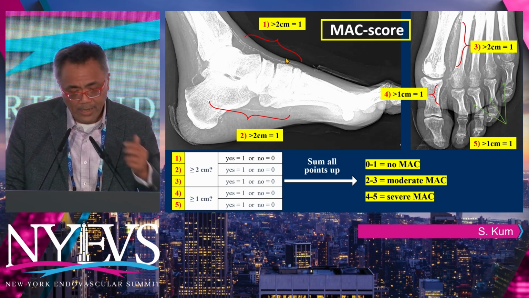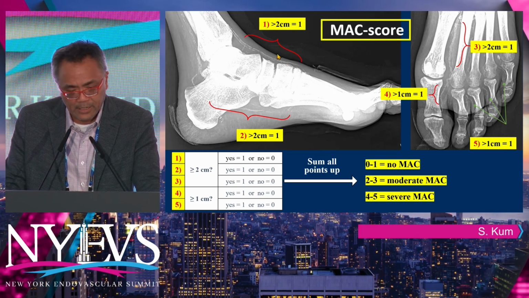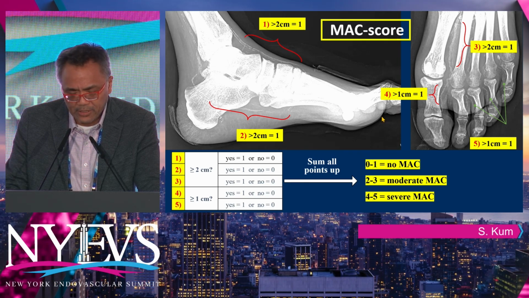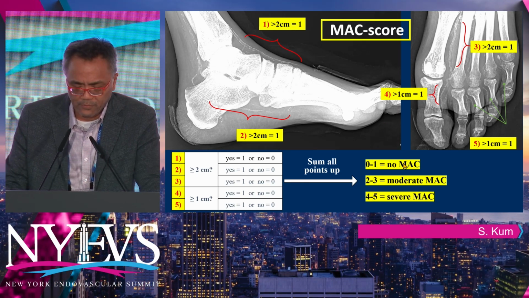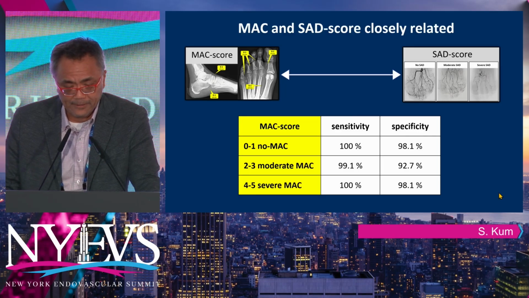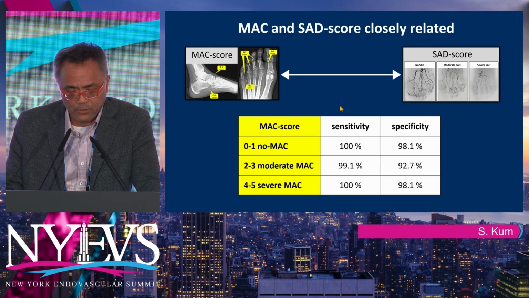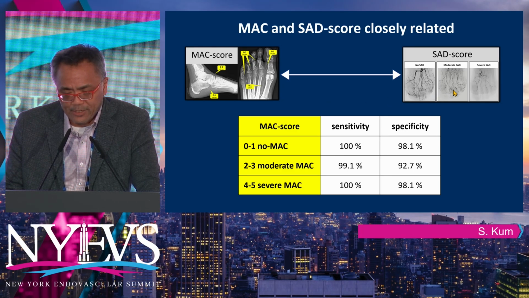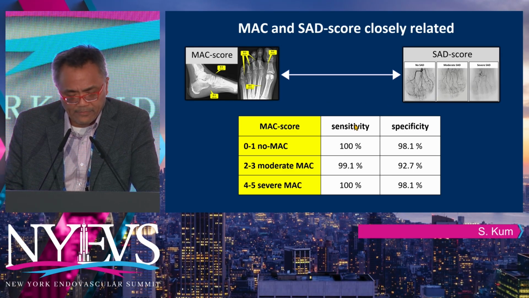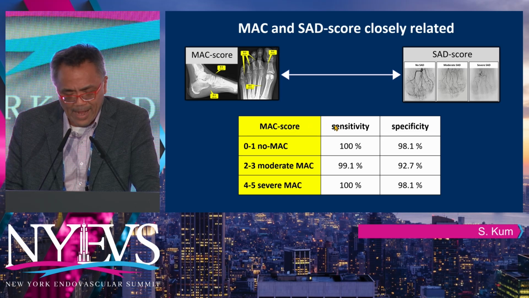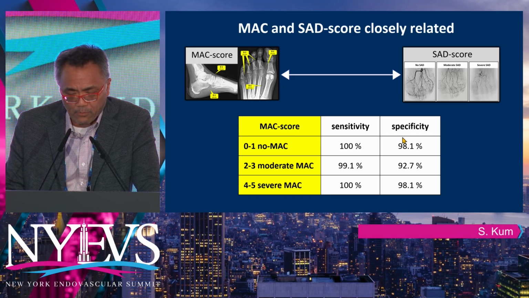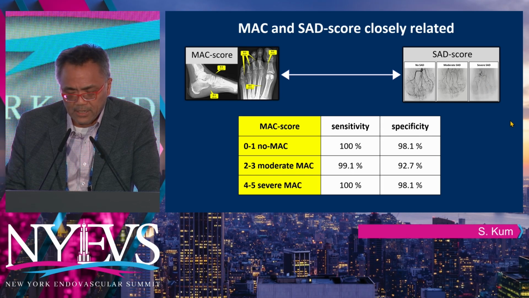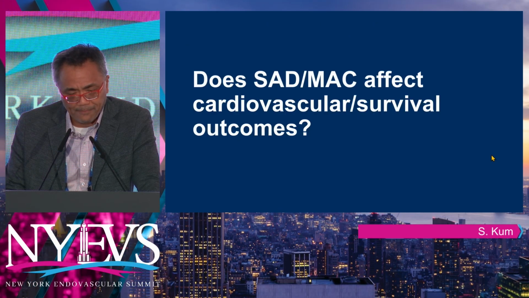Take an X-ray in the lateral and the AP foot, and then you can score them based on the length and the location of the calcification, and with that, you can decide if this is a patient with no MAC, moderate MAC, or severe MAC. And what he did is he looked at a bunch of patients in his practice and correlated that with an angiographic score, and found that there was a good correlation between the MAC and the SAC score, where the more calcium you get in the foot was indicative of a more small artery disease on angiogram.